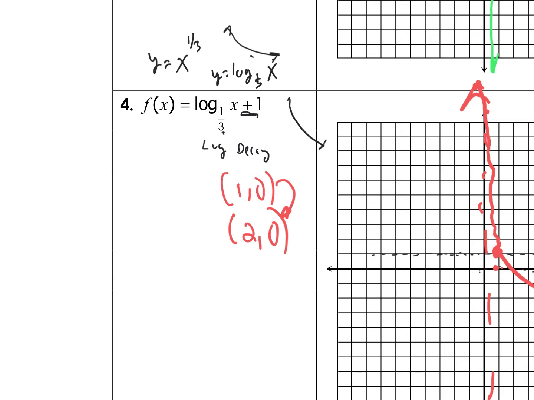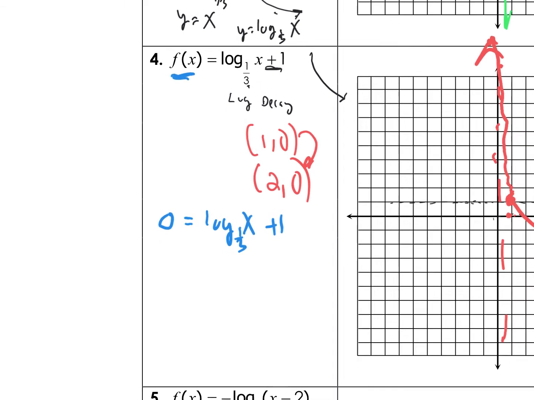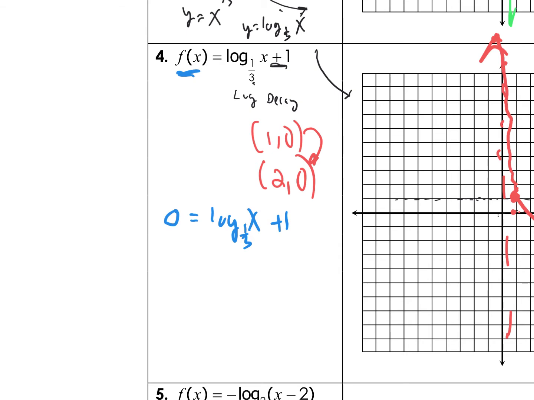Okay, so if I want to find out what happens when y is 0, that's this bad boy here. If y is 0, log base 1/3 of x plus 1. Okay, let me try to solve this for x. That's what I want to find out. I want to know what x is when the y is 0. So here goes. Subtract 1 from both sides.